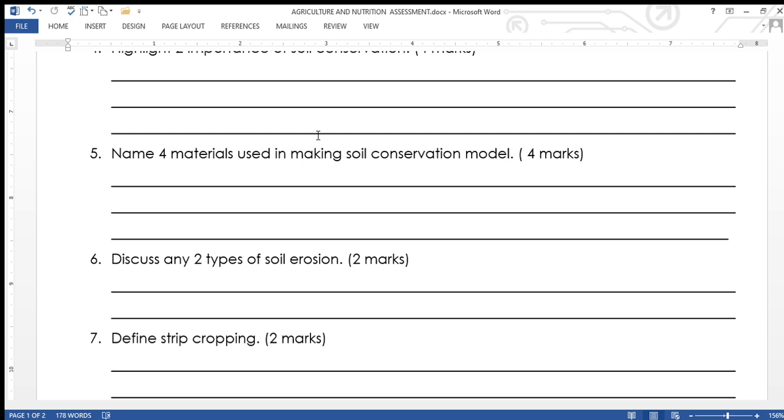Now, discuss any 2 types of soil erosion. We mentioned them, and we have been learning about these types of soil erosion even in upper primary, isn't it? Yes. Which group will present the answer? Any group which has not presented the answer. Yes, let me have this group presenting. Did you present the answer? Yes, group 8.